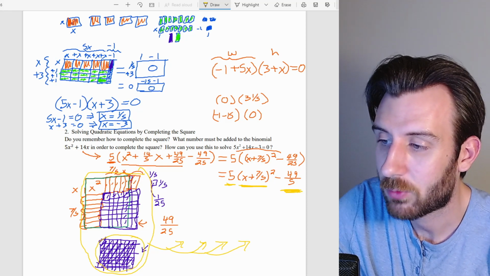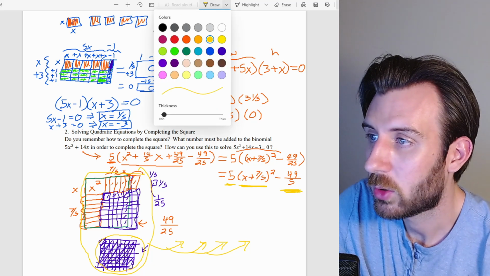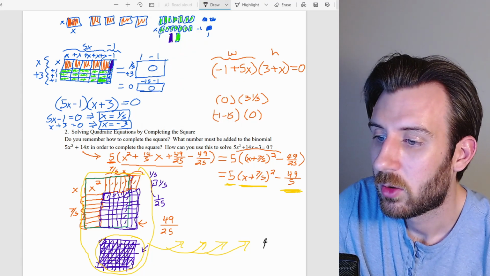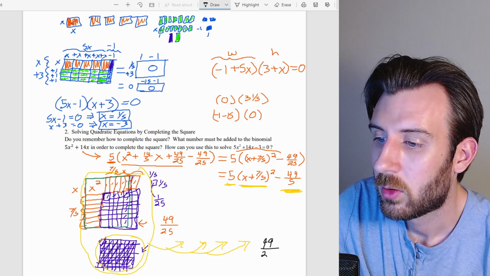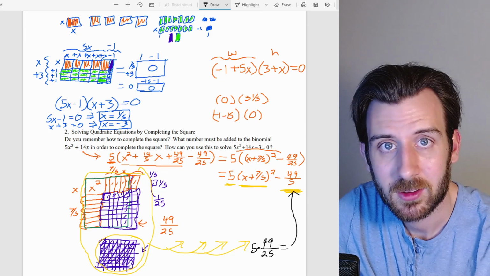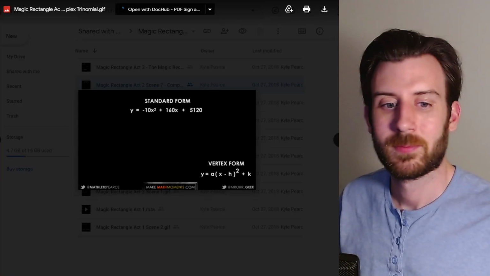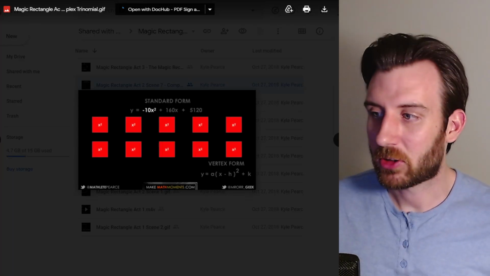5 groups of this 49 over 25, which would get you 5 groups of 49 25ths, 5 groups of those got us exactly what I had to make sure I paid back, or what I had kind of taken out as a loan in order to make this whole thing happen. So here's a bit of an animation that's going to walk us through this.